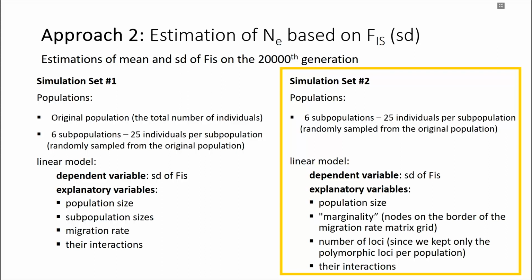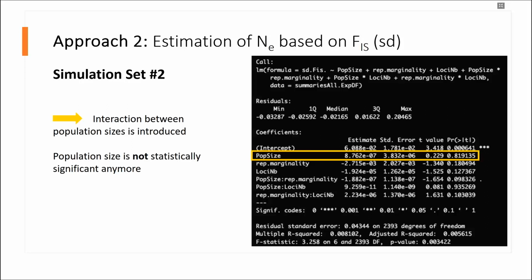And then we ran again one linear model with the same dependent variable, the population size as an explanatory variable, the marginality, which are the nodes on the border of the migration rate matrix grid, the number of loci, and their interaction. Okay, if we were too excited before, now we were not anymore. So given this real or close to the real scenario, now that we have the interaction between the population sizes in our model, the population size is not significant anymore.